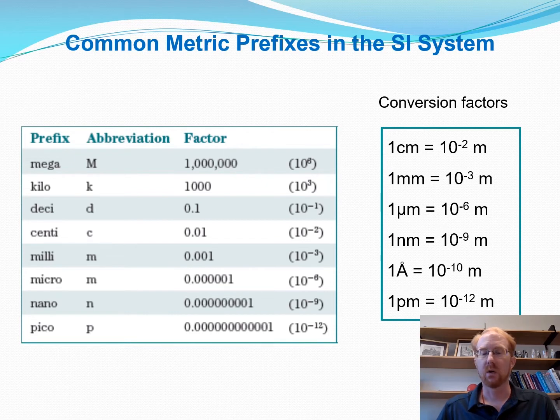1 angstrom is 10 to the negative 10 meters. And once you get into angstroms and picometers, that's on the atomic scale. The distances between the things that make up an atom, the neutron, electron, proton within an atom. The distances there are in the angstroms and picometers. We can actually measure down that small.